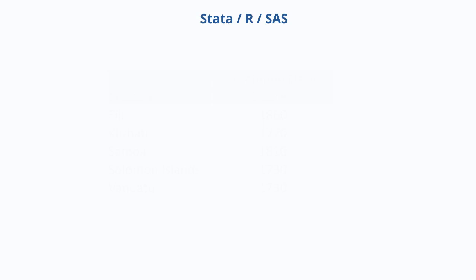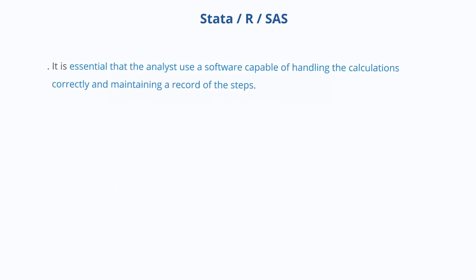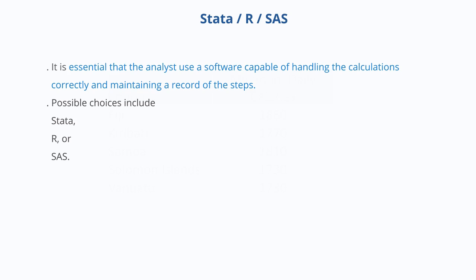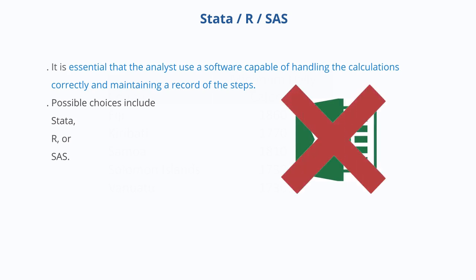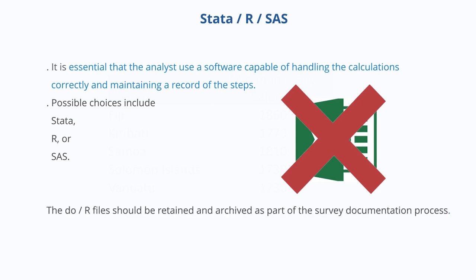Finally, a note on how the calculations are done. Regardless of the decisions made in the calculation of the consumption aggregate and poverty line, it is essential that an analyst use software capable of handling the calculations and correctly maintaining a record of the steps. Possible choices include Stata, R, SAS, and other statistical analysis packages. Excel, while useful for some parts of the analysis, cannot be used for core calculations as it is not powerful enough to do the rent calculations, and it cannot account for the complex design of the surveys. All of the do or R files that are used in the construction and analysis of the poverty measures should be archived as part of the survey documentation process.